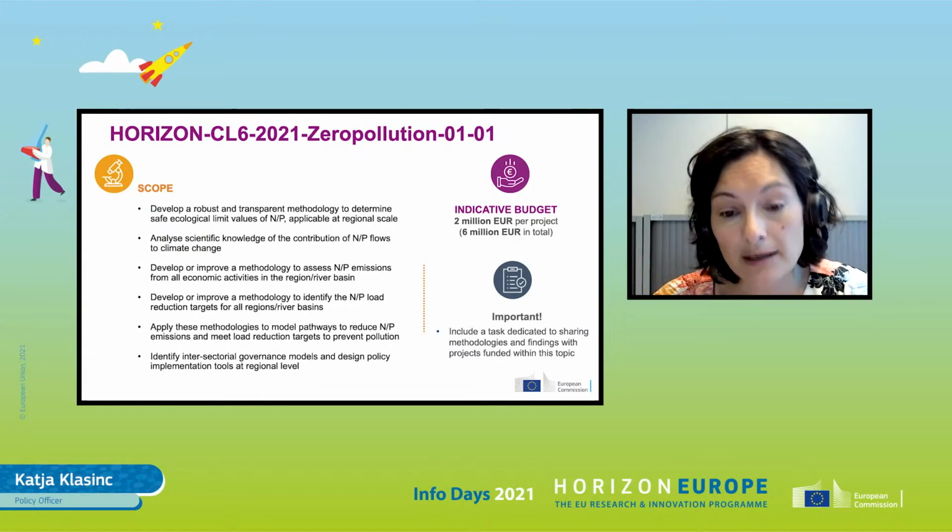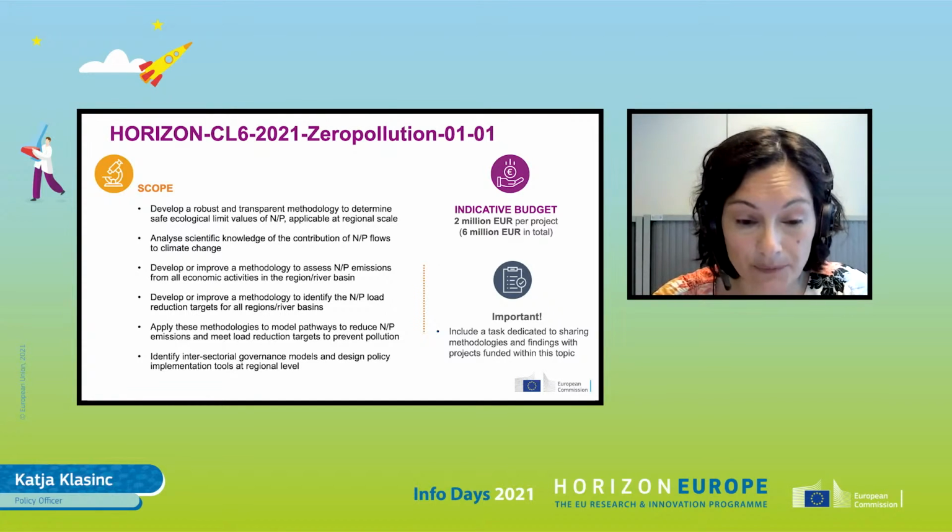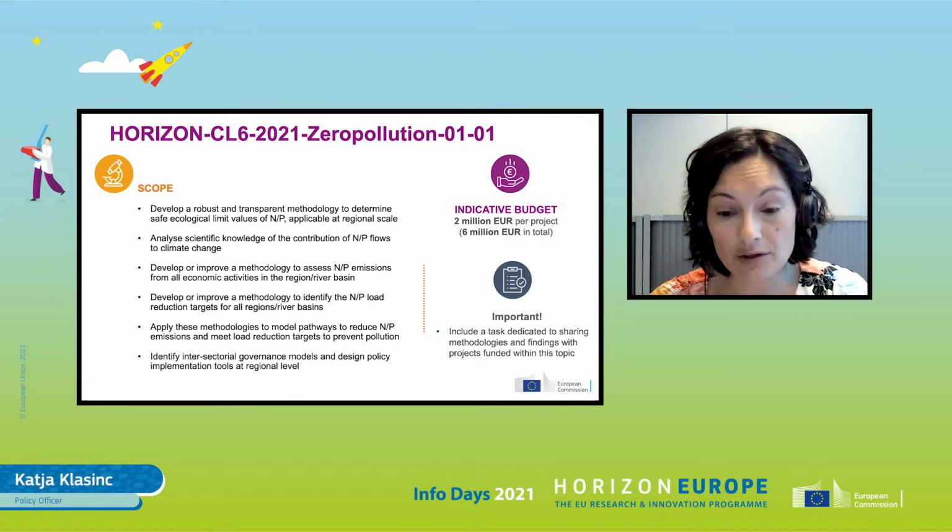And then finally, to model pathways on how to reduce nitrogen and phosphorus emissions, meet the load reduction targets and prevent pollution. And as a last thing, to identify governance models and policy implementation tools, again, at regional level. So for this CSA, we have a budget of 6 million for 3 projects. And we consider it important to share methodologies and findings with projects funded within this topic.